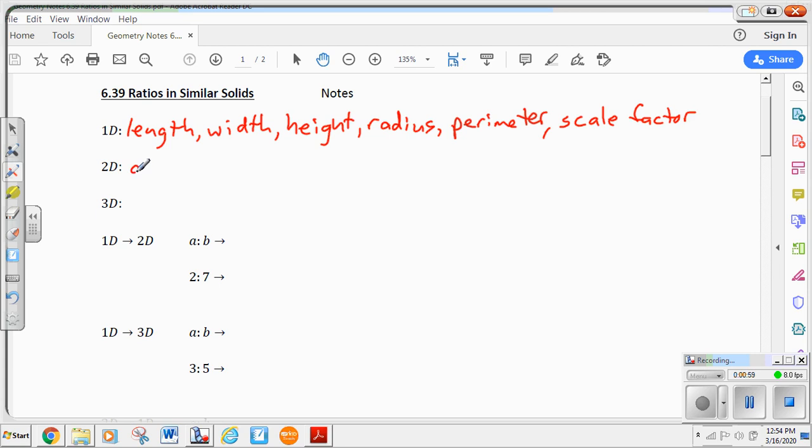2-dimensional measures are area, surface area, lateral area. Anything with the word area is 2 dimensions. Volume is 3 dimensions. There are others that would be examples of 1 dimension, 2 dimension, or 3 dimension. But just remember, as long as it says area, it's 2. As long as it says volume, it's 3. If it doesn't have those words, it's 1.